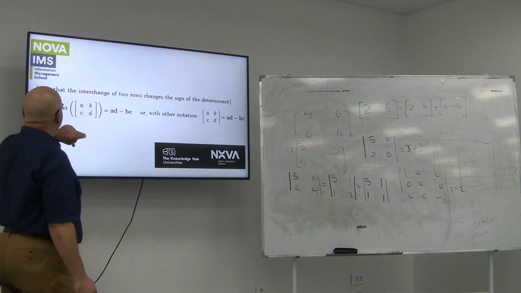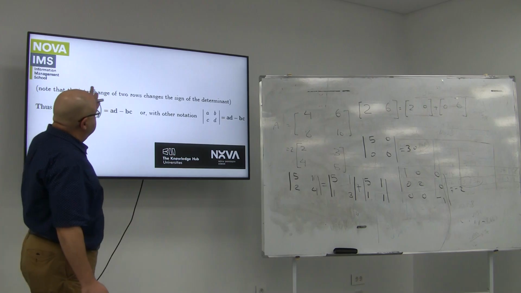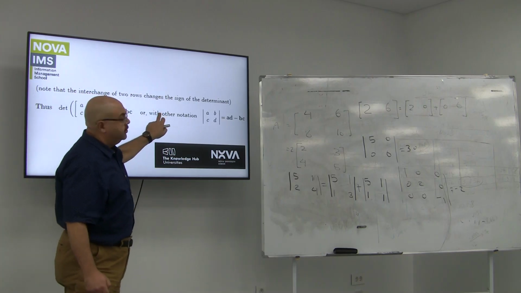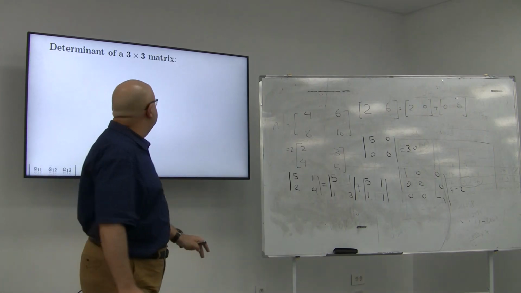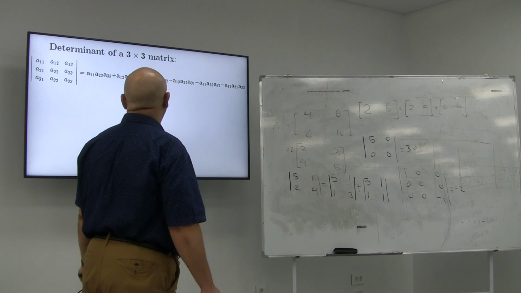Okay, this is the bottom line. Note that exchanging 2 rows changes the sign of the determinant. I want you to keep this in mind at all times.